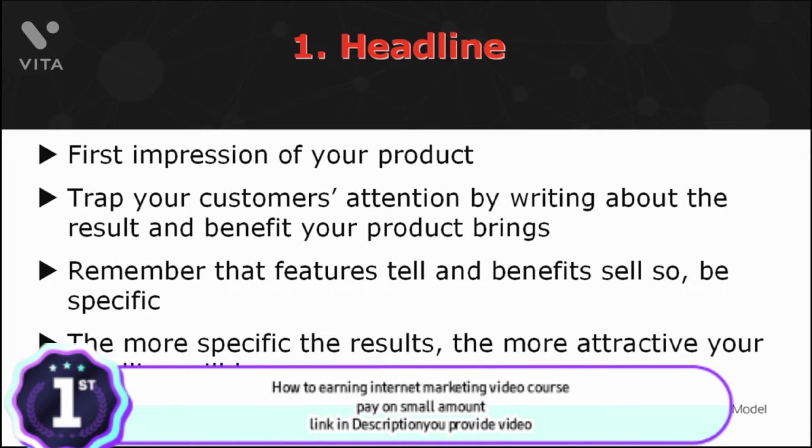It creates the first impression of your product. You need to hook your customers' attention by writing about the results and benefits of your solution. Specify it in the headline. Remember, features tell and benefits sell, so be specific and focus on the benefits and results. The more specific the results, the more attractive your headline is.